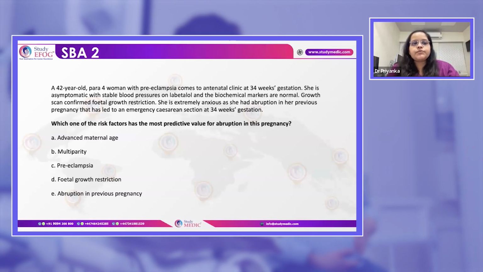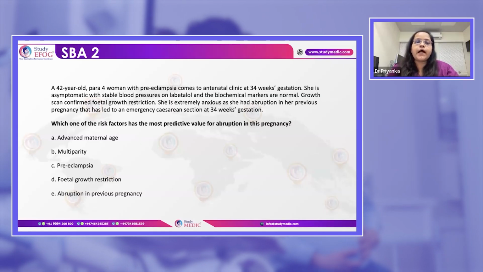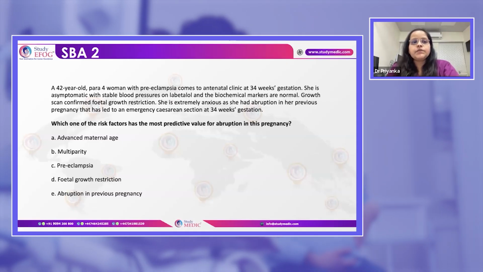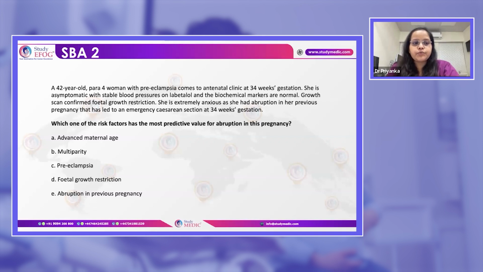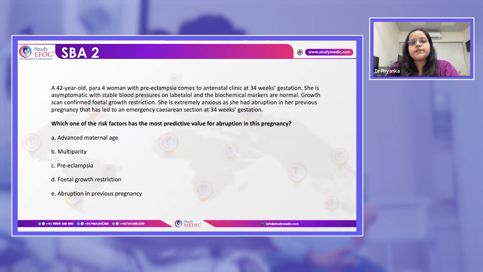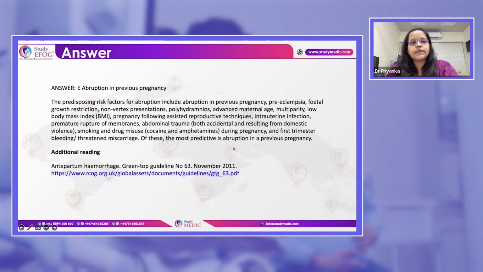The question here is, which of the risk factors has the most predictive value for abruption in this pregnancy? Meaning, which is the major risk factor that will determine the risk of abruption in this pregnancy? The answer is a history of previous abruption. She has advanced maternal age, her age is 42, and she is multiparous, which are all risk factors for abruption. She has preeclampsia and fetal growth restriction. But the major risk factor here is a history of abruption in a previous pregnancy. So the answer here is E.